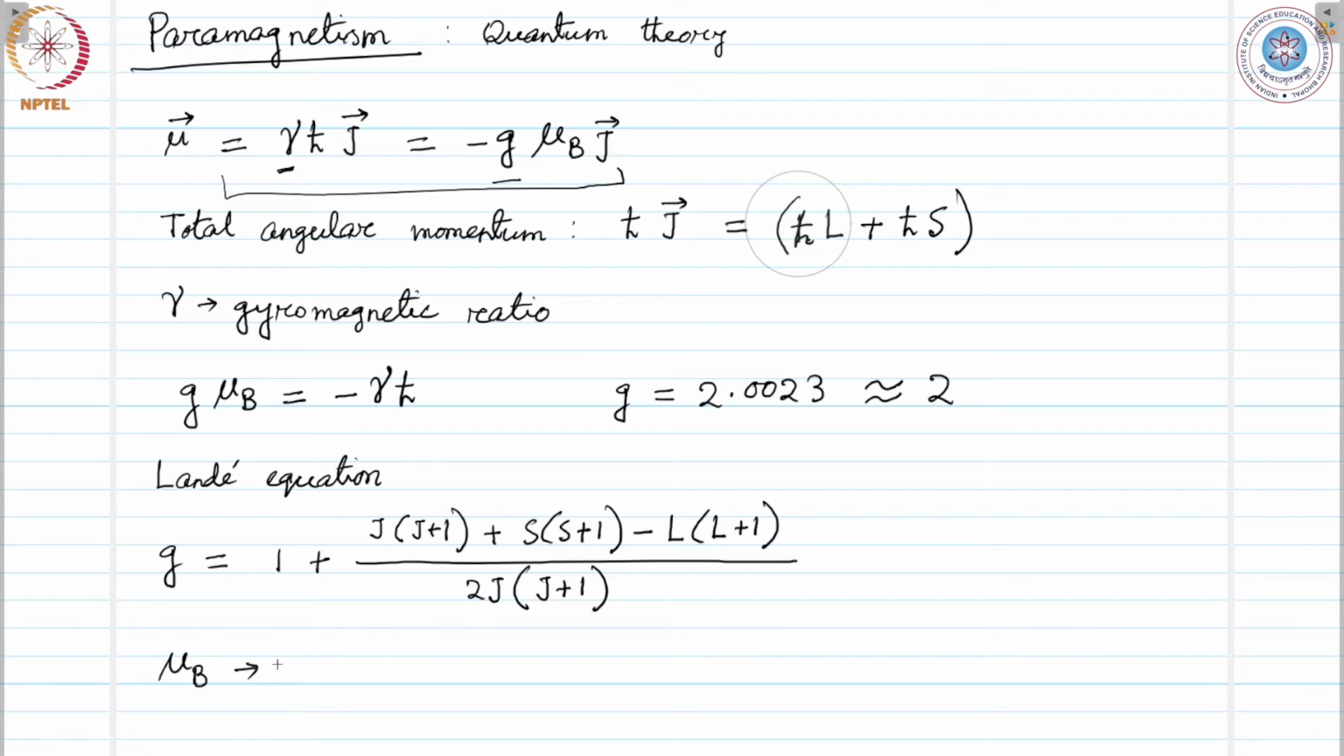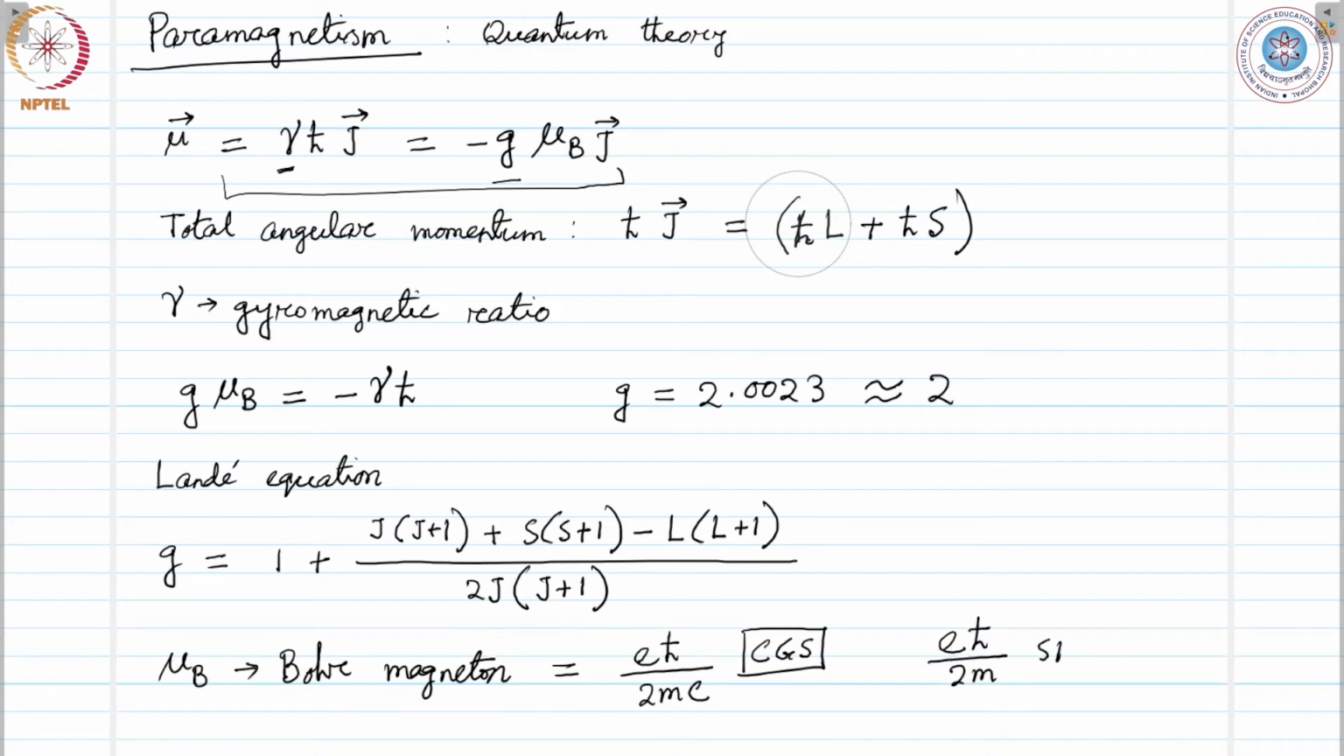This is the Bohr magneton, which equals e h cross over twice m c in CGS unit, and if we express it in SI unit, that is e h cross over twice m. This is the Bohr magneton, which quantifies the spin magnetic moment of one free electron.